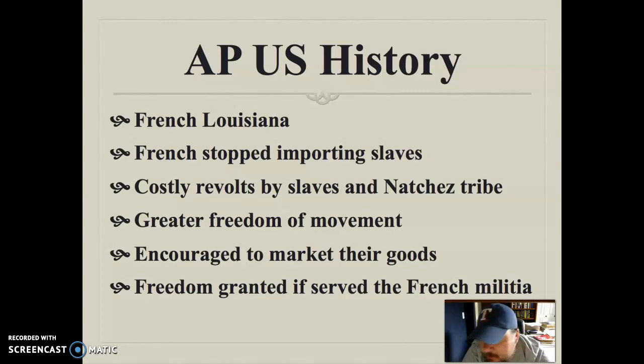Now they have greater movement among slaves. Slaves are encouraged to make their own goods and market and sell their own goods. Freedom is granted a little more liberally, like if you serve in the French militia and fight against the British or Indian tribes, you're granted your freedom. So this kind of happens. It's not till cotton becomes a really valuable commodity that you're going to see big plantations take shape in Louisiana.